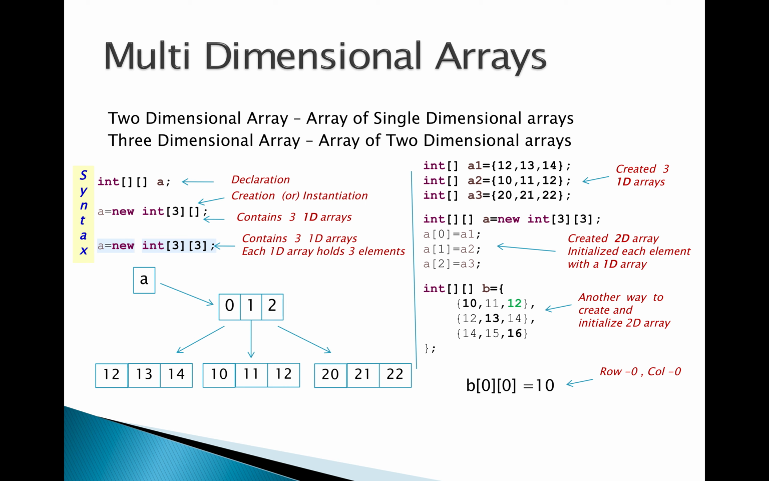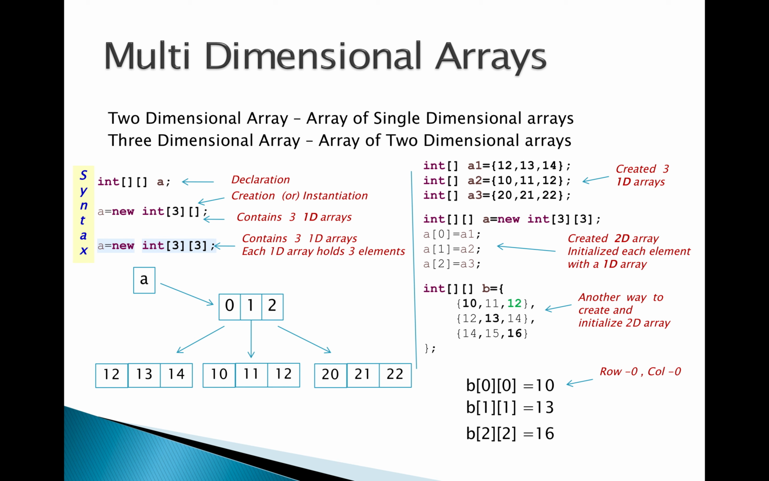If you see it, the first row is going to be represented as 0, the second row is 1, the third row is 2. So if I want to access 10, I should say b of 0, 0. If I want to access 13, I should say b of 1, 1, because it is in the first row, first column actually. In fact, it is second row, second column, but in indexing wise, it is going to be first row, first column. And same is the case with 16.